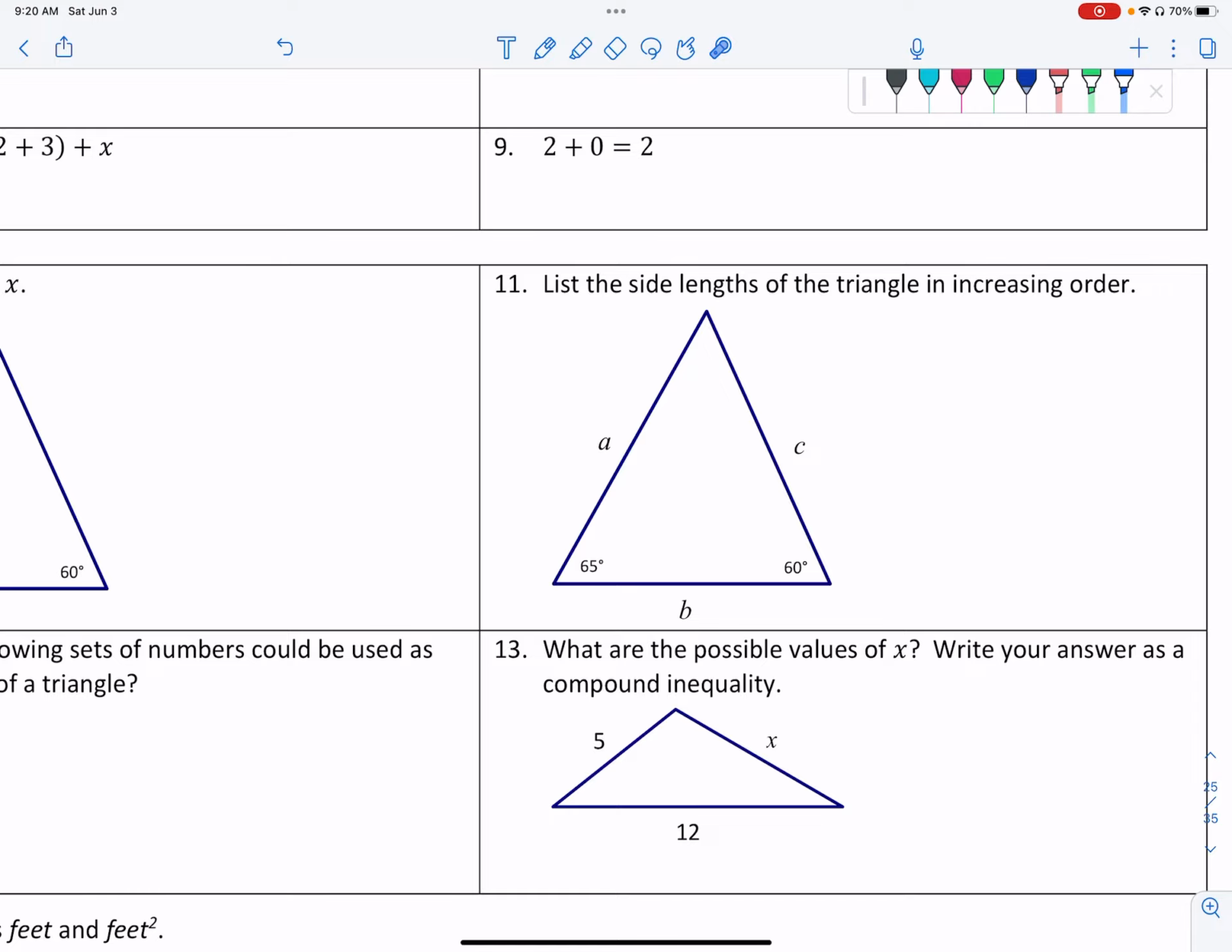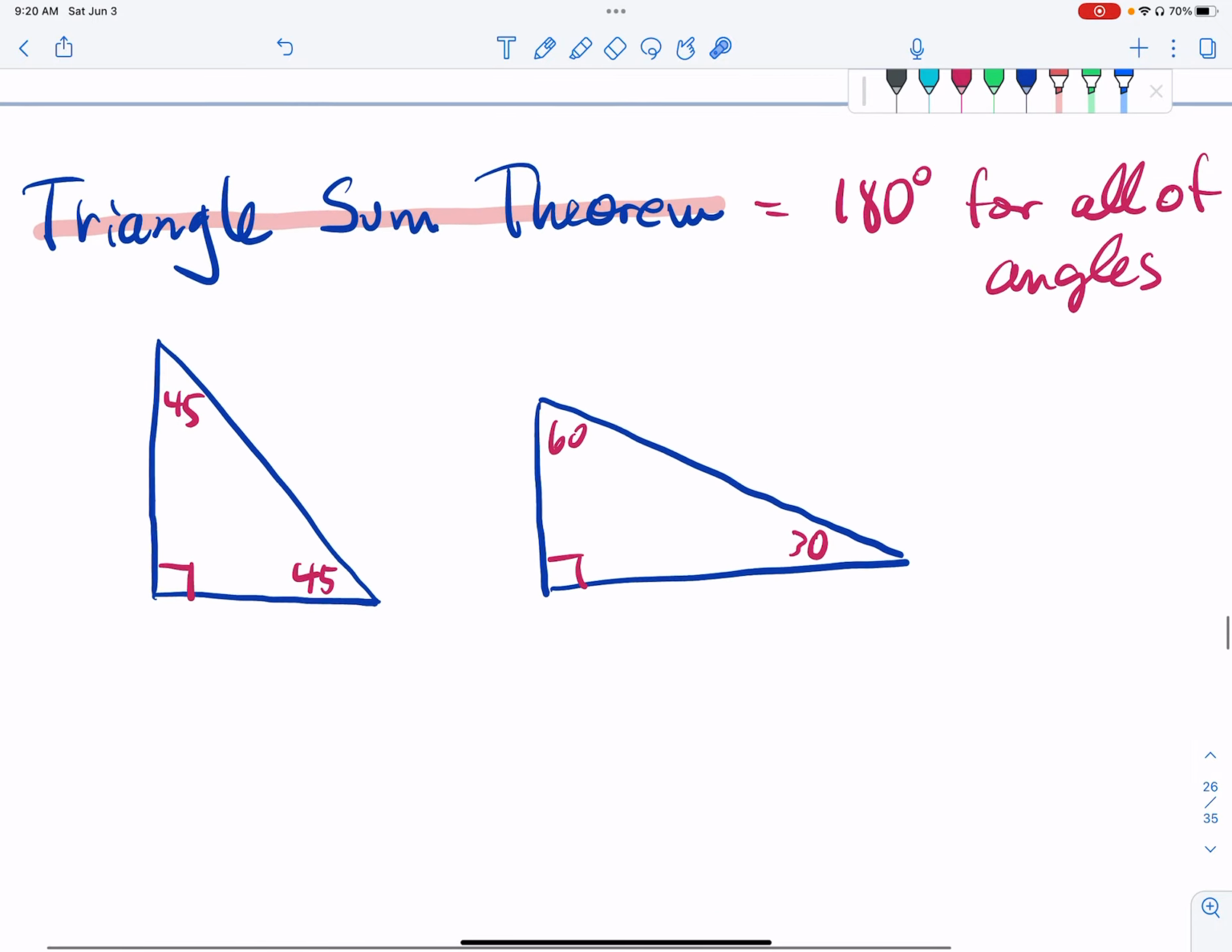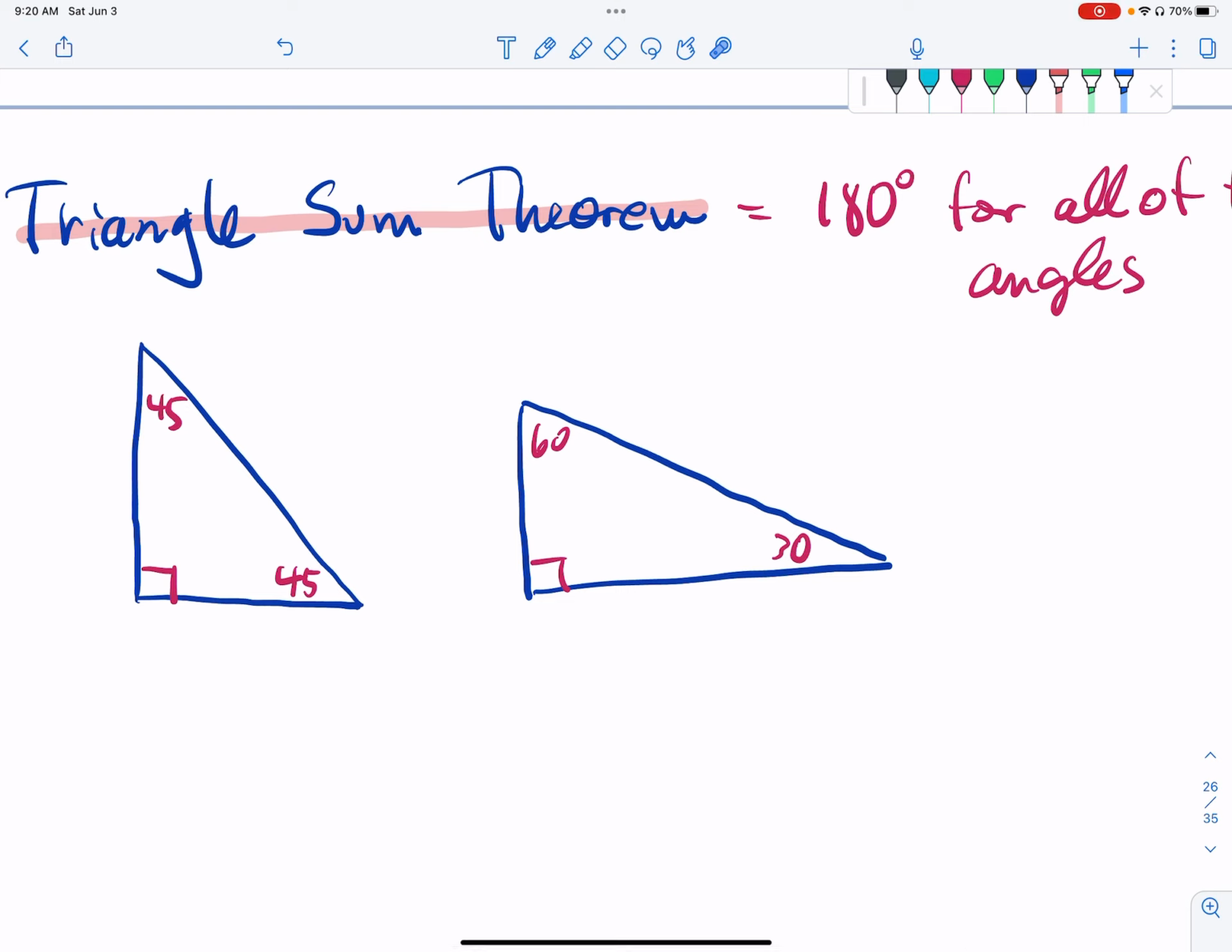It's about the relationship between sides and angles within a triangle. And I can demonstrate that right here. So take a look at this. 45, 45, 90 within this triangle. So this is what is called an isosceles right triangle, if you remember that word isosceles. Isosceles just means that you have at least two sides which are congruent to each other.